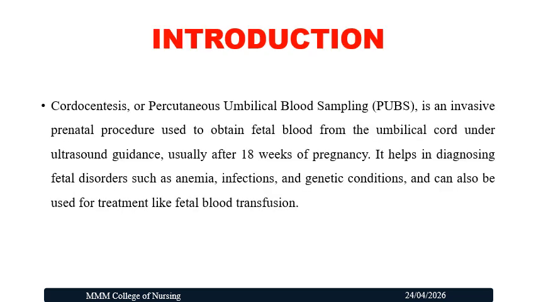Introduction. Cordocentesis, or otherwise known as percutaneous umbilical blood sampling. It is an invasive prenatal procedure. Usually it is done to identify any abnormalities which have developed in the fetus. This procedure is used to obtain fetal blood from the umbilical cord under the guidance of USG, usually after 18 weeks of pregnancy. It helps in diagnosing fetal disorders such as anemia, infection and genetic conditions, and can also be used for treatment like fetal blood transfusion.